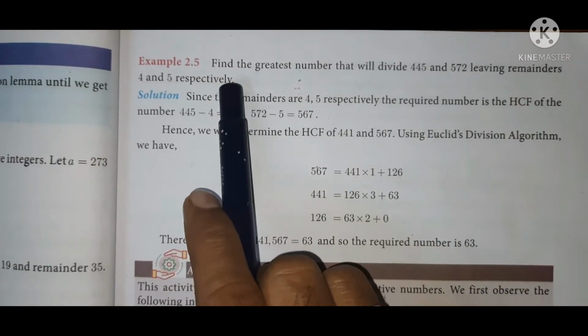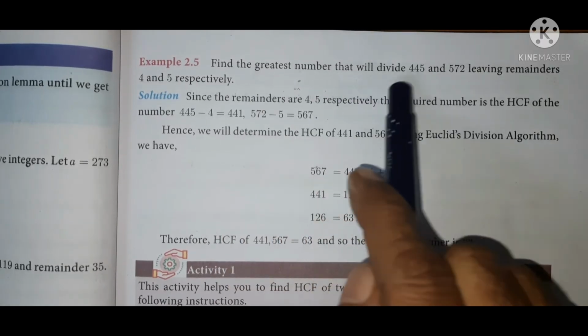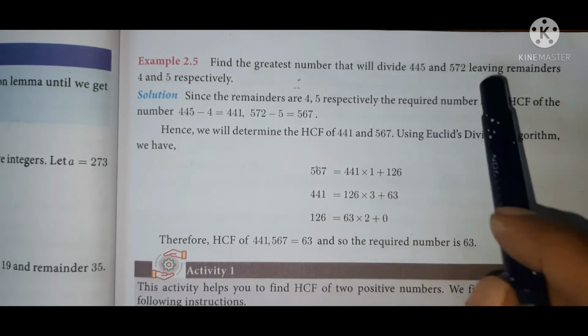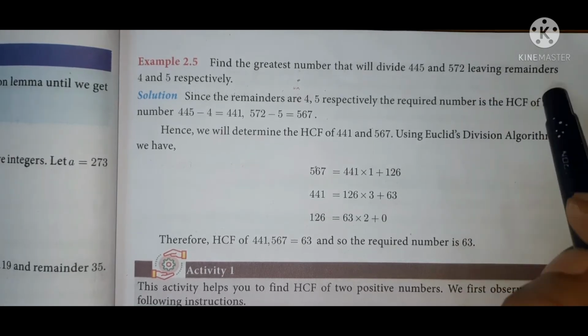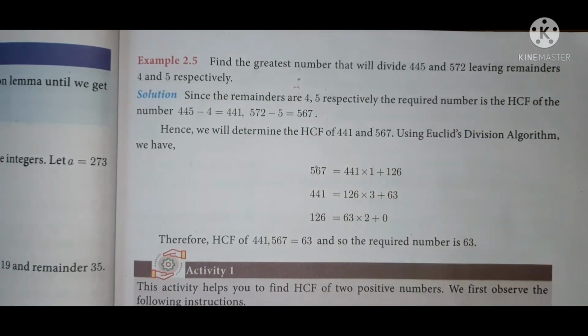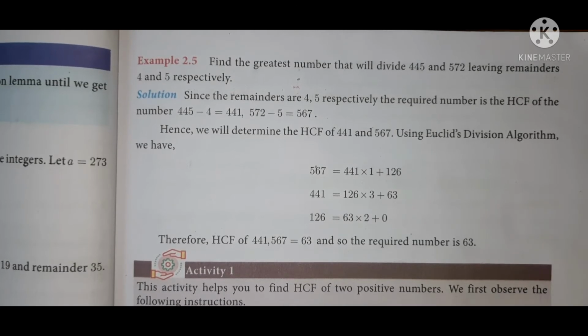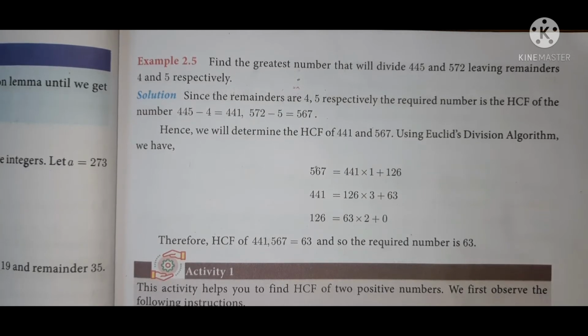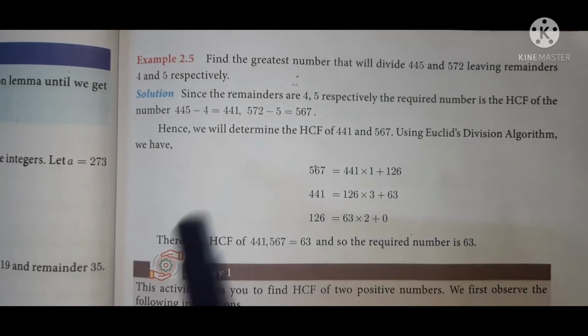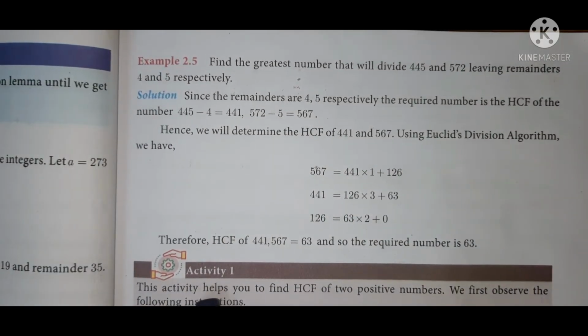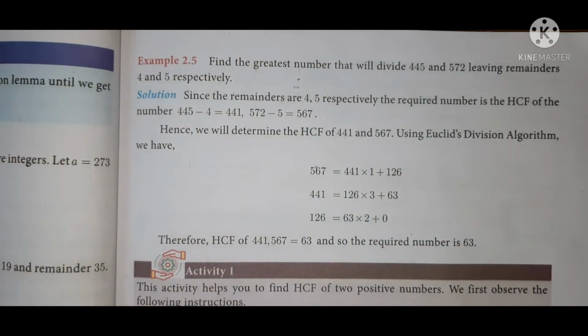Example number 2.5: Find the greatest number that will divide 445 and 572, leaving remainder 4 and 5 respectively. In the sum, two numbers are given, 445 and 572. These numbers are divided by a number. When 445 is divided by that number, we get the remainder 4. And when 572 is divided by that number, we get the remainder 5. We need to find the number.